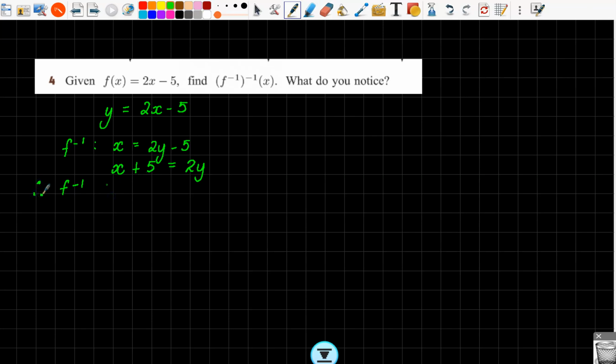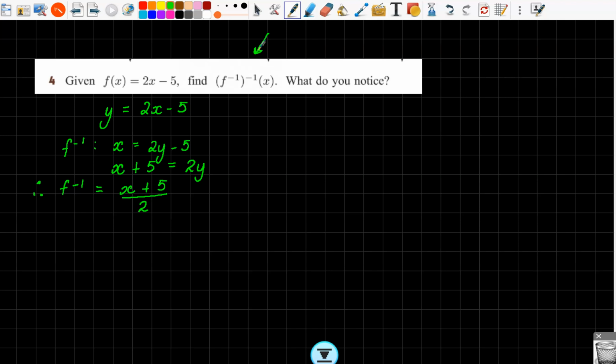So therefore, f to the minus 1 equals x plus 5 over 2. But if we look at the question, it's asking us now to take the inverse of that. Does anyone predict what you think is going to happen? Inverse of an inverse. The original. Yeah. Is it going to go back to our original?